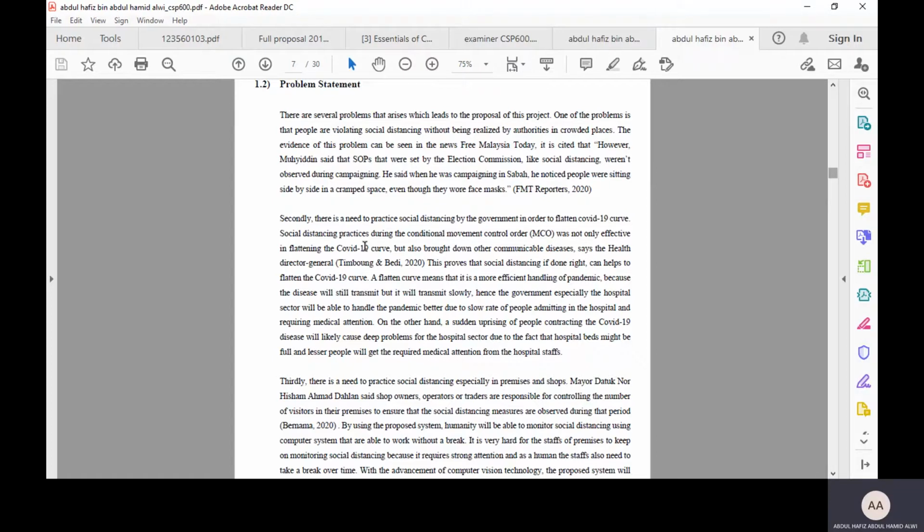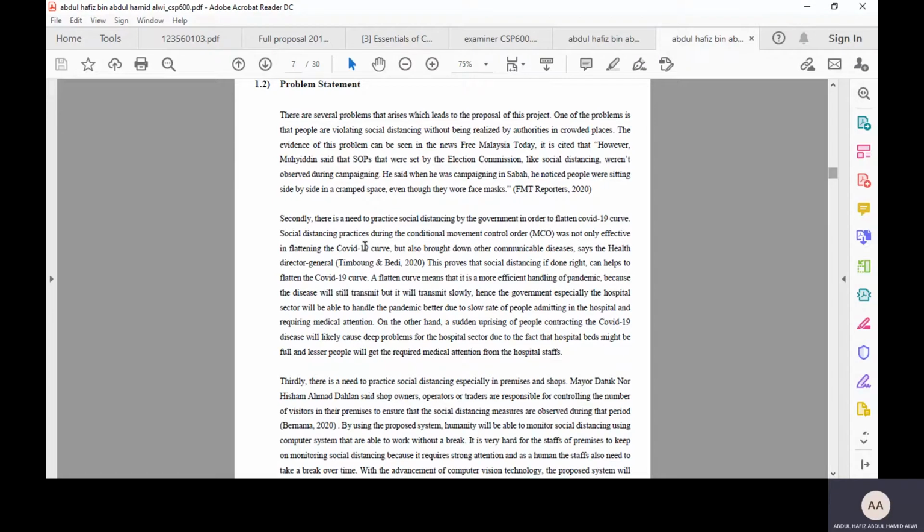Secondly, the problem is flattening the COVID-19 curve. There is a need for the government to practice social distancing in order to flatten the COVID-19 curve. Flattening the curve is something that every country globally is trying to do right now, and so is Malaysia. So why is flattening the curve important? Because either way, we cannot stop the disease from happening directly. The disease will still transmit, so what we want to do is flatten the curve.